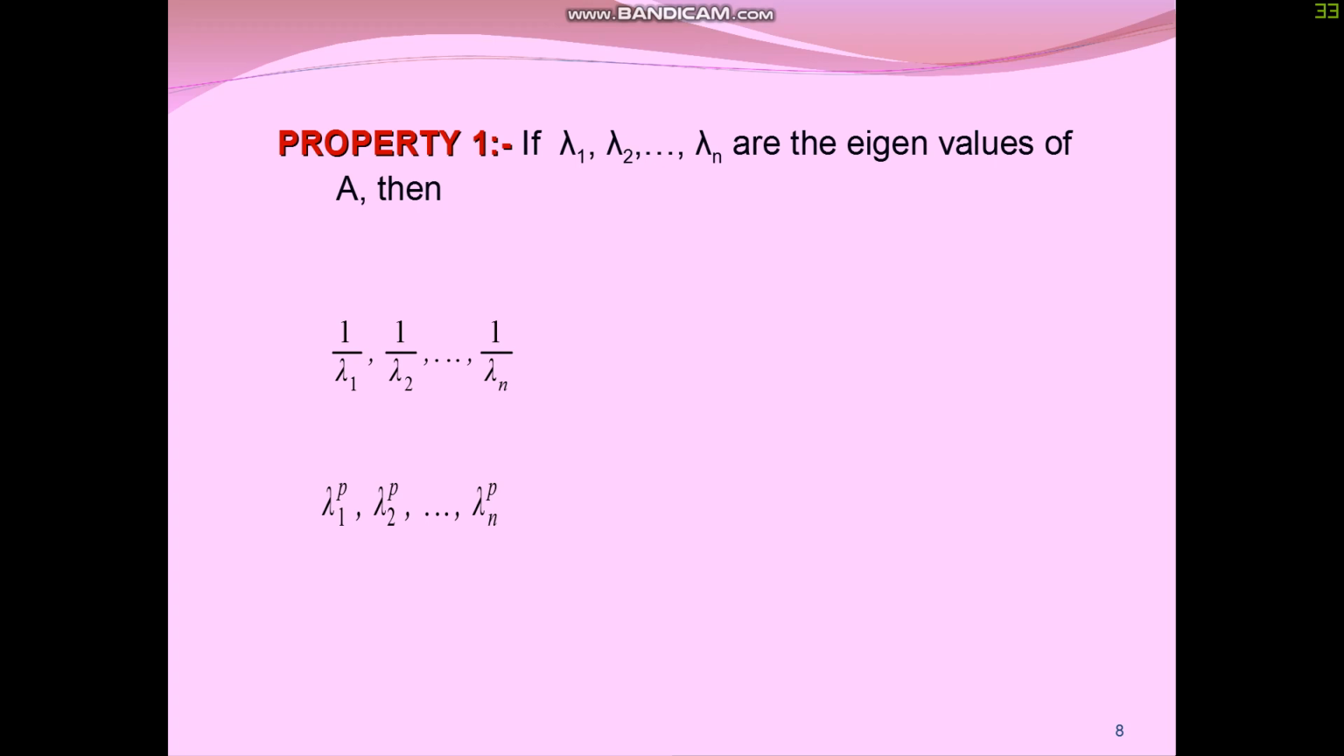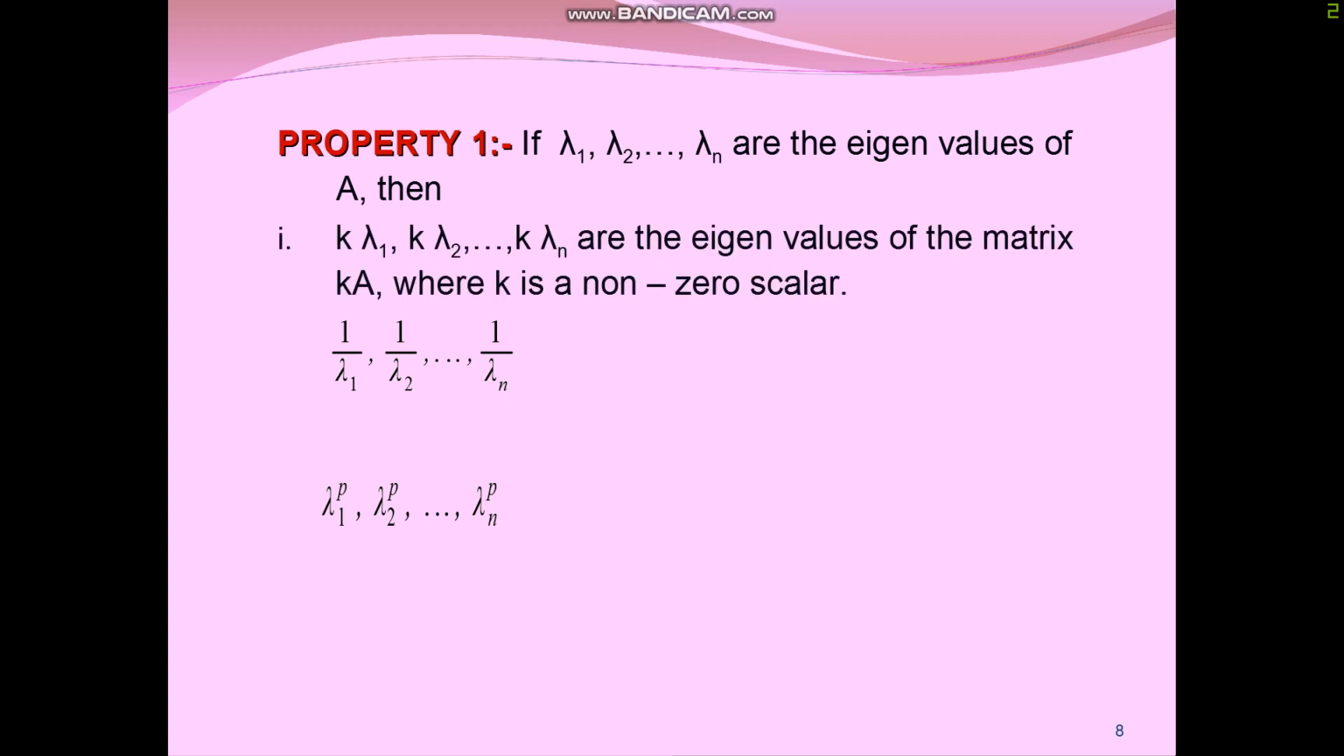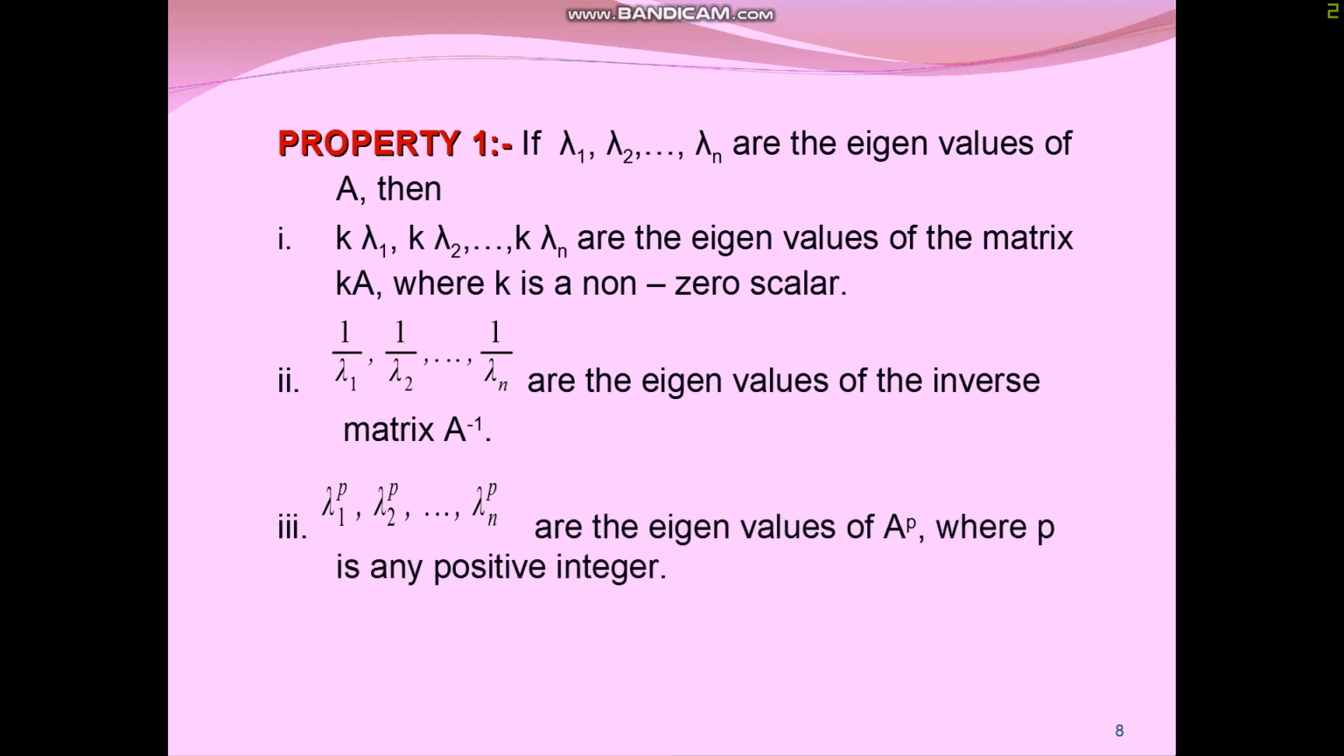Property: if lambda 1, lambda 2, up to lambda n are the eigenvalues of A, then first, k lambda 1, k lambda 2, up to k lambda n are the eigenvalues of the matrix kA, where k is a non-zero scalar. Second, 1 by lambda 1, 1 by lambda 2, and so on are the eigenvalues of the inverse matrix A inverse. Third, lambda 1 to the power p, lambda 2 to the power p, and so on are the eigenvalues of A to the power p, where p is any positive integer.